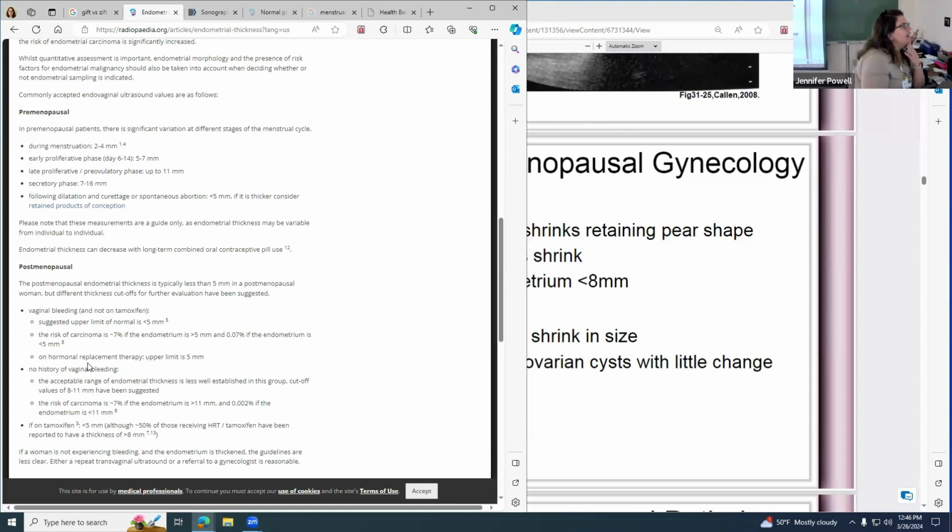If they are on hormone replacement therapy, upper limit is 5 millimeters. I think this is actually 8 millimeters.